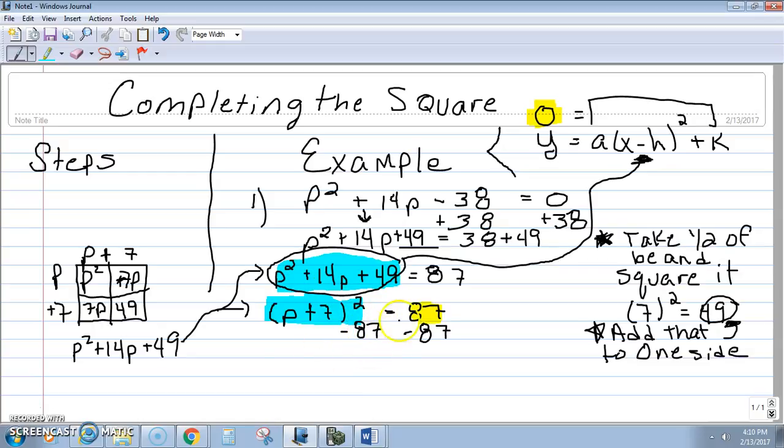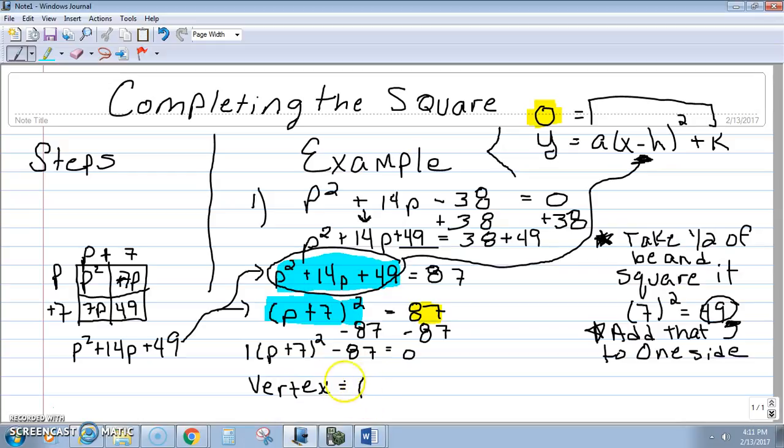Okay, and I can't subtract 87 from anything in here. So what that looks like is p plus 7 squared minus 87 equals 0. This is now in vertex form. What number's out here that I can't see? It's 1. My a is 1, right? And what's my vertex?